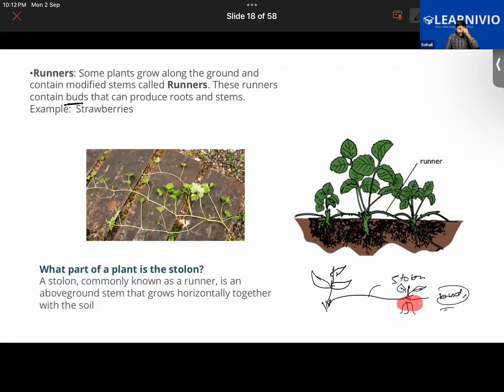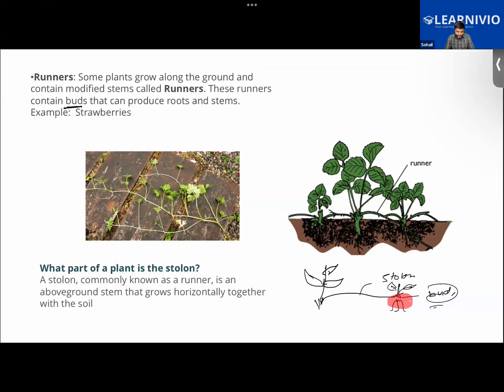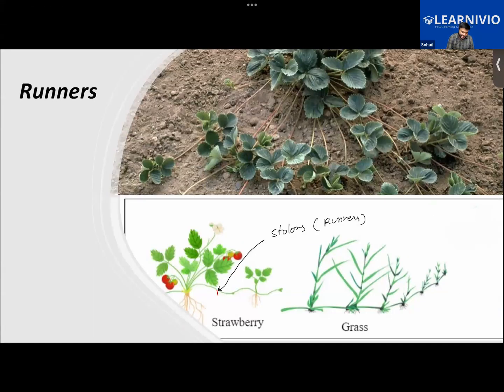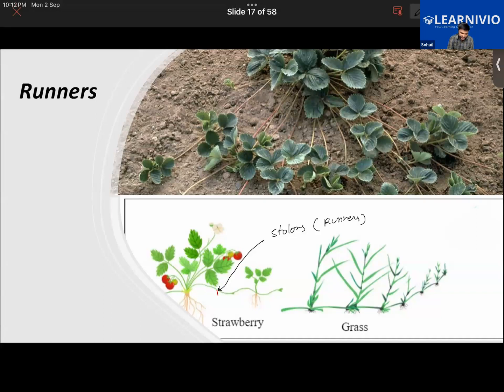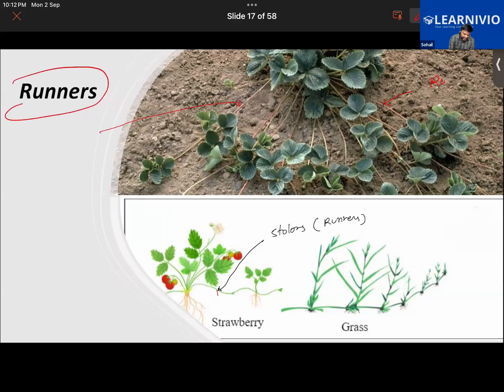See, basically, there are some plants. For example, have a look at the first one. What do we observe in this one now? There is this main plant, and so many stems are growing out of it. All these are different stems arising out of this plant. These stems, we call them runners. Let me write it over here. We call them runners, or also we call them stolons.